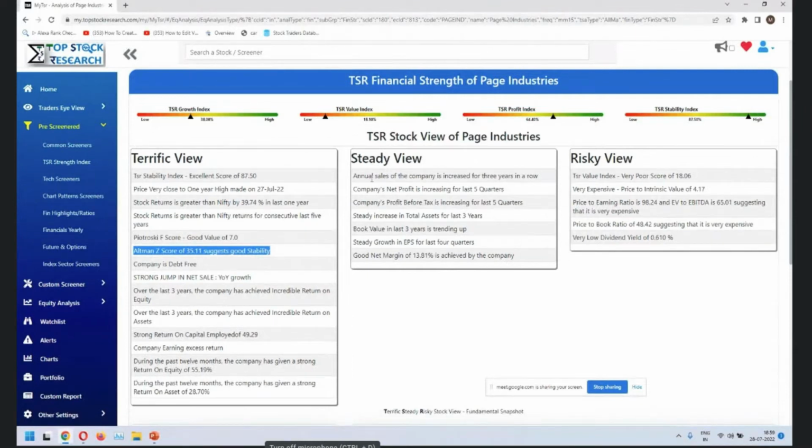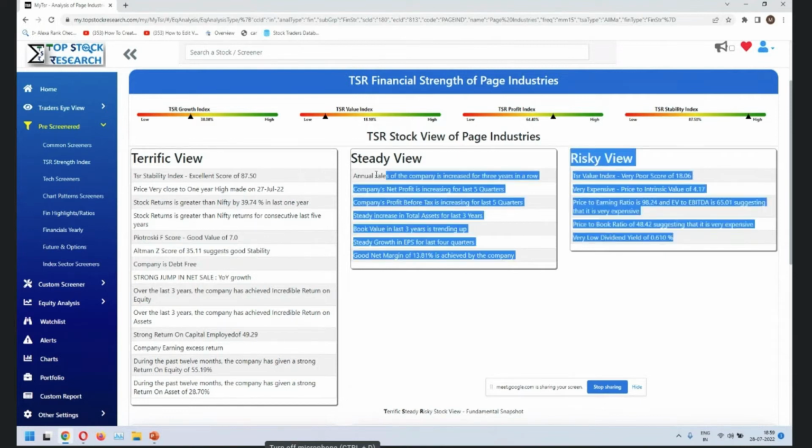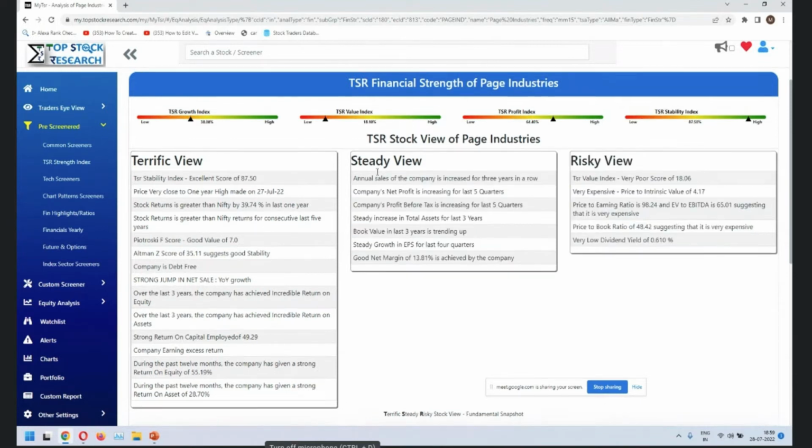Why it is steady is that the annual sales of the company have increased for 3 years in a row. What is risky over here is that it is very expensive. Any stock which is growing very fast, growth and value, or growth and profit, don't go very well with each other. If it is highly profitable and a high growth stock, then obviously it is trading at a much higher value. That's why it's saying expensive. Price to earnings is high, price to book is high, and it's very low on dividend. So that's what we mean by this.